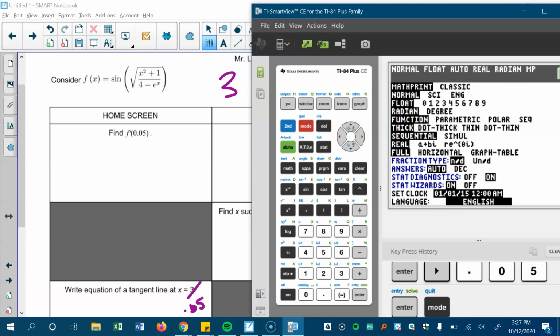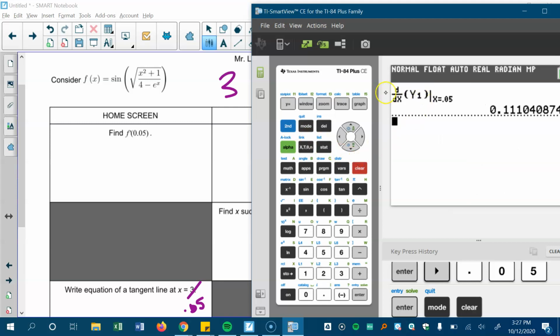If you're in physics, you're going to have to be cognizant of going back and forth between the two forms of degrees and radians. We always use radians in this class. So this is what your answer would look like if you had the newer calculator.